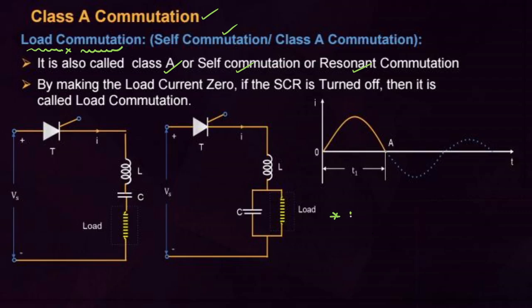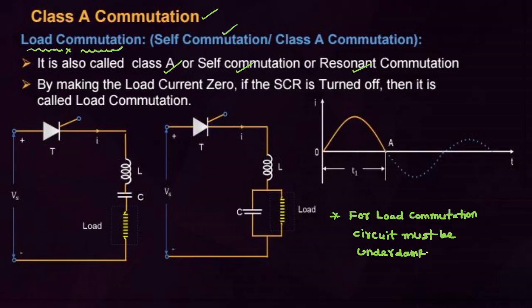This is important. For load commutation, the circuit must be underdamped. Then only load commutation exists. Circuit is underdamped means that R squared is less than 4L by C. For load commutation, the circuit must be underdamped, then R squared is less than 4L by C.